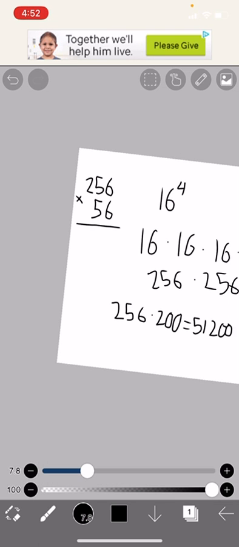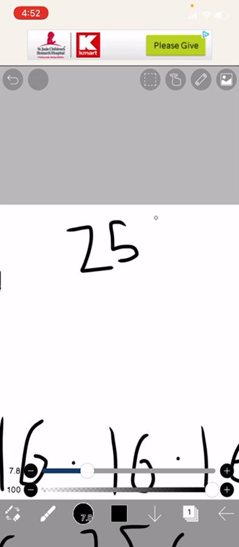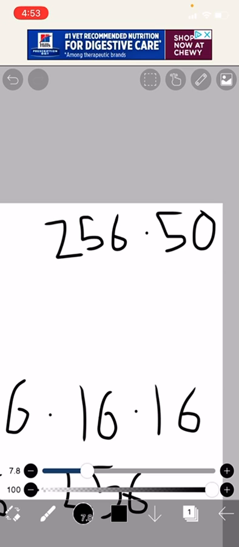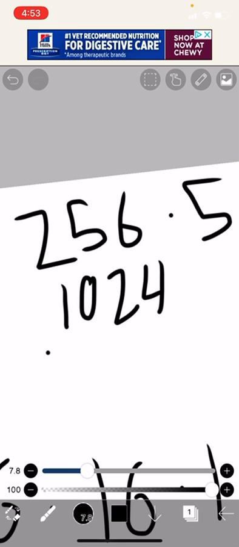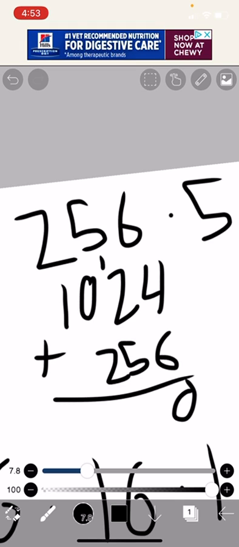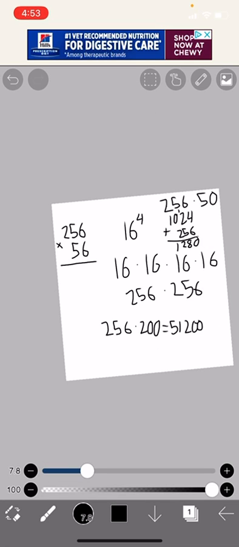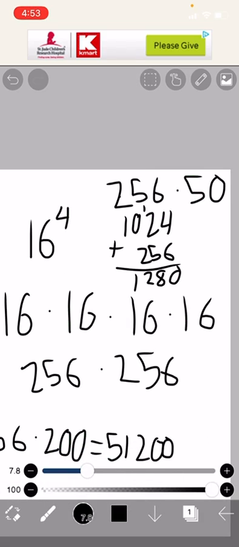Well, what we can do to get our answer here, 256 times 50. Okay, 256 times 4 is 1,024, so 1,024 plus 256. 0, 1, 3 plus 5, 8, 0 plus 2 is 2, so we get 1,280. So now we have 1,280 for this.